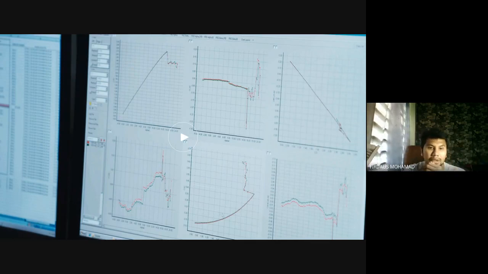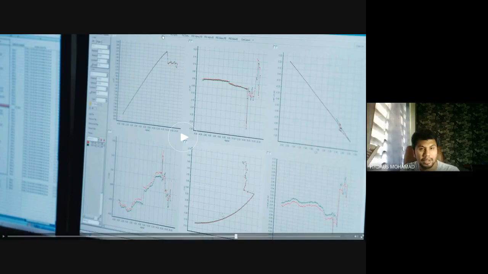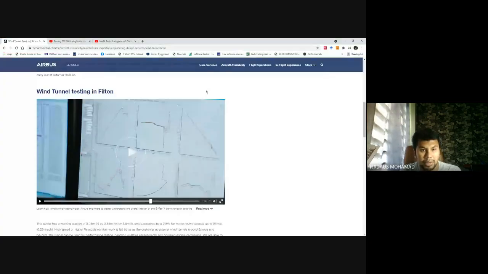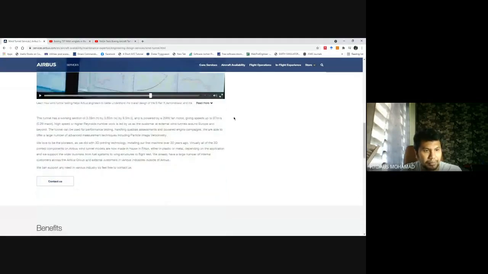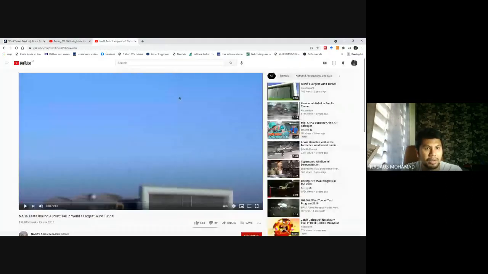Tapi benda tu kalau kapal terbang memang dia dah ada warning system, and then pilot sendiri pun dah tahu dia punya maximum pitching angle. Okay, so this is one example for the Airbus. Okay, so kita tengok Boeing, another aircraft. Tengok dia punya wind tunnel besar mana untuk Boeing.